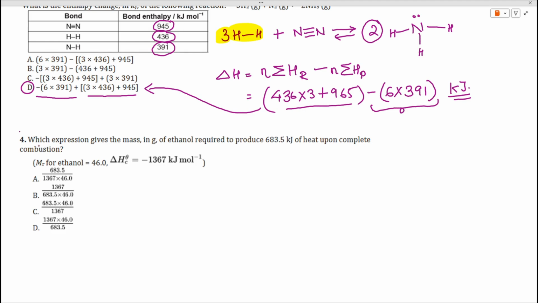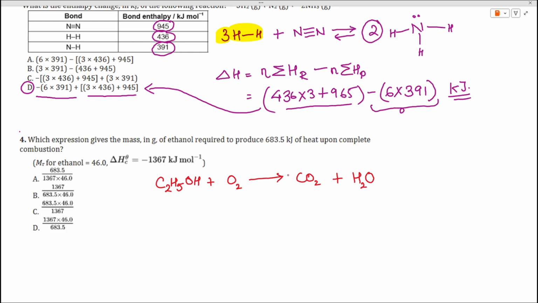For our next question, it says which expression gives the mass in grams of ethanol required to produce 683.5 kilojoules of heat upon complete combustion. So first we are going to write the chemical reaction for the complete combustion of ethanol. So this is going to be C2H5OH plus O2. This gives us CO2 and H2O. Now we have to balance this chemical equation.